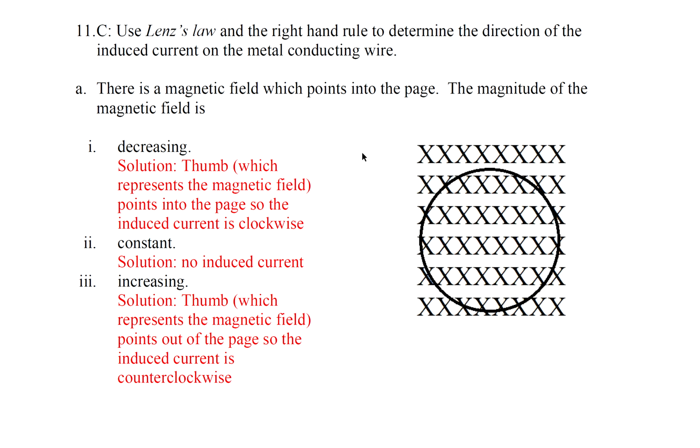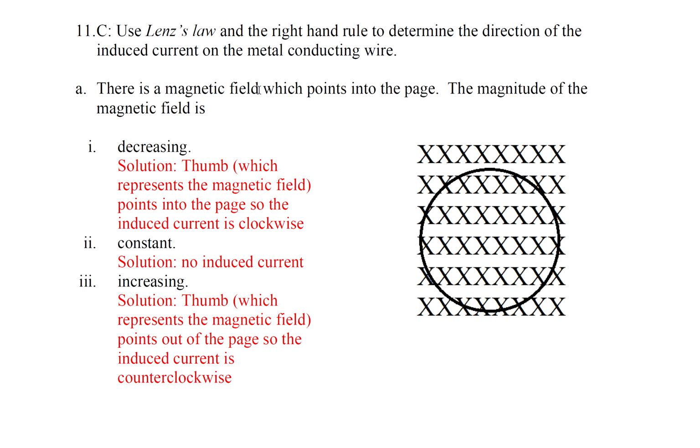Part A, there is a magnetic field which points into the page. Imagine all of these X's are lines that go into the page. Horizontally, you have 1, 2, 3, 4, 5, 6, 7, 8 X's. Vertically, you have 1, 2, 3, 4, 5, 6 X's. So 8 times 6 is 48. Imagine we have 48 lines that go into the page.